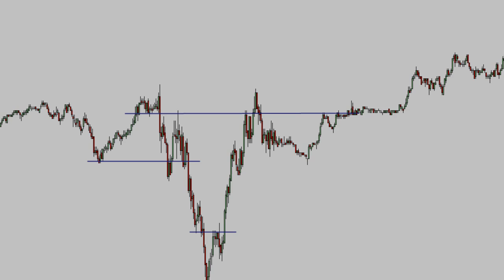So let's get the line drawing tool and put one across here. So price found resistance, came down, found resistance again, came down, finally broke up, hit this resistance level, tested here as support, and it goes on. But that's the general idea.